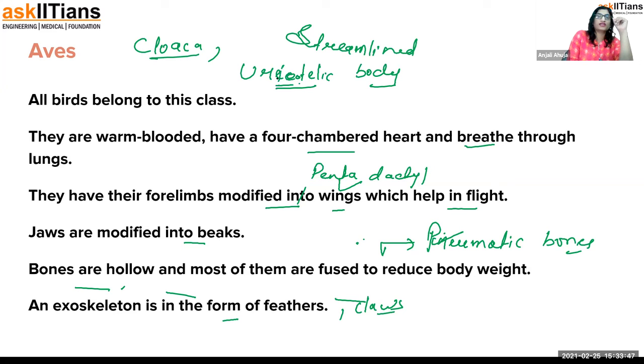The waste product is uric acid only. They are uricotelic. And yeah, bilateral symmetry, complete digestive system, closed circulation. That's a by default thing, guys, that you can write.